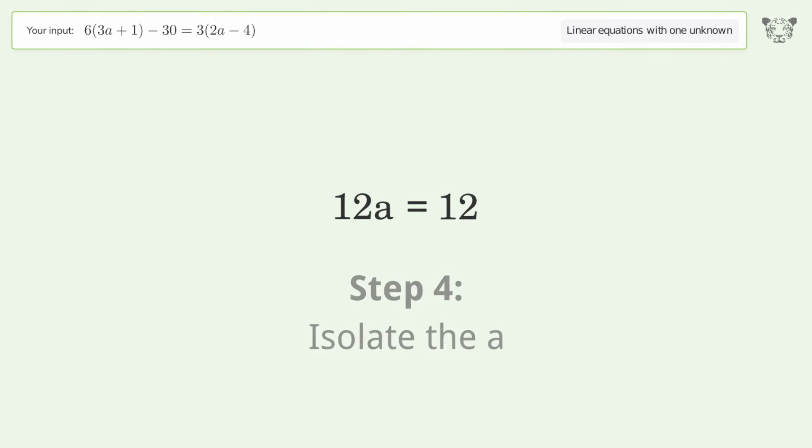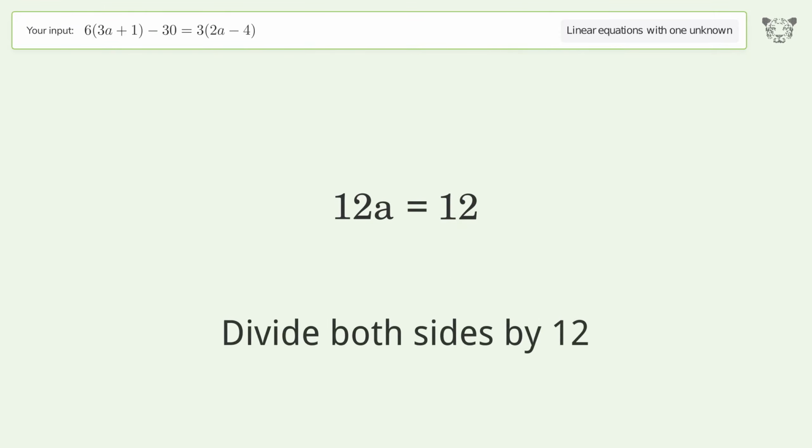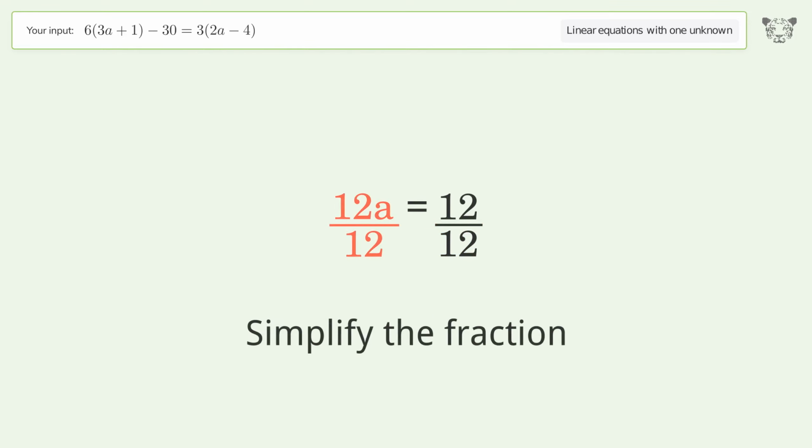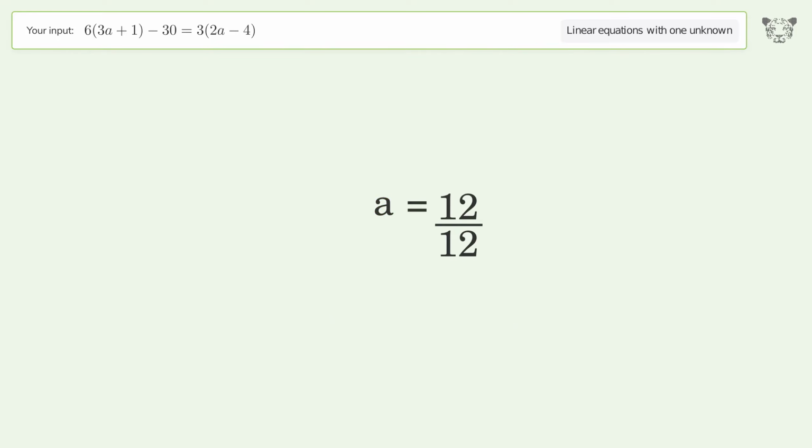Isolate the a. Divide both sides by 12. Simplify the fraction. And so the final result is a equals 1.